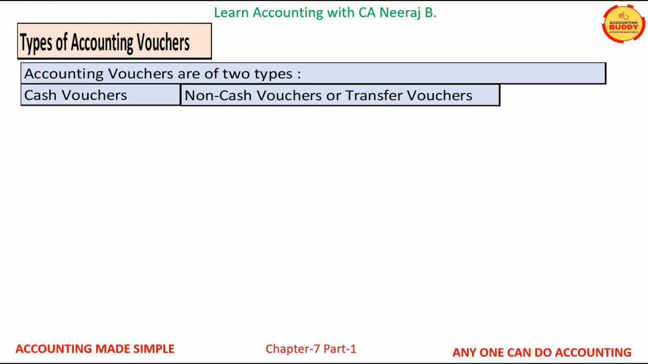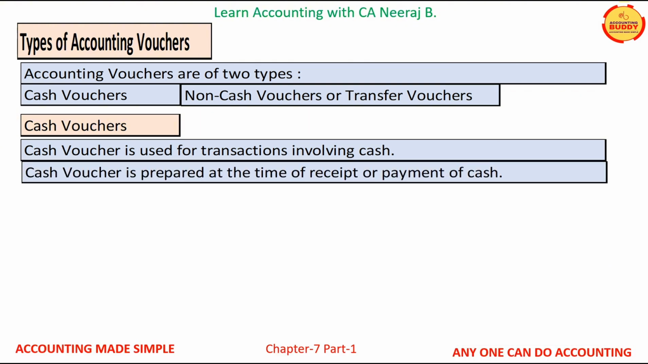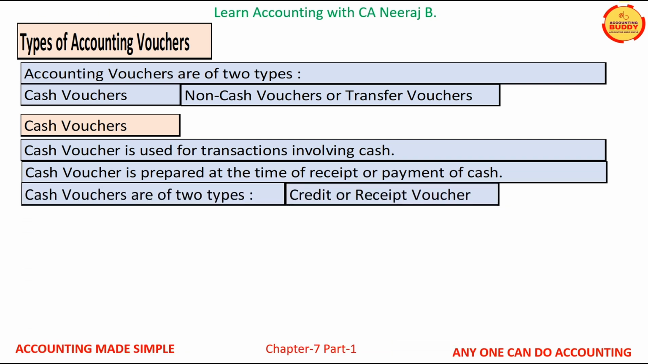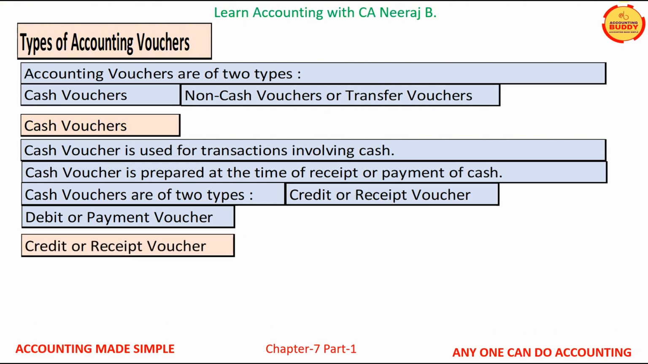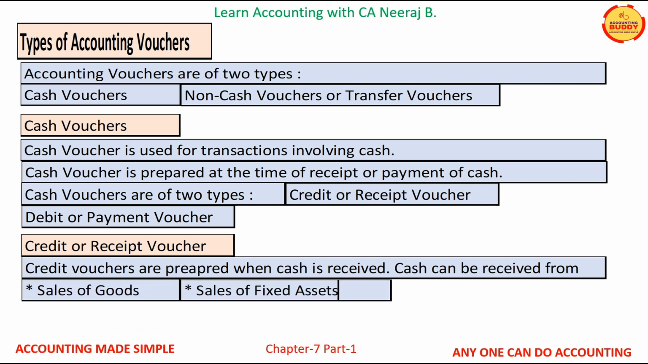Let us now know more about the cash vouchers. Cash voucher is used for transactions involving cash. Cash voucher is prepared at the time of receipt or the payment of cash. Cash vouchers are of two types: credit or receipt vouchers and debit or payment vouchers. Credit or receipt vouchers are prepared when cash is received. Cash can be received from sale of goods, sale of fixed assets, receipt from customers, and withdrawal from the bank.